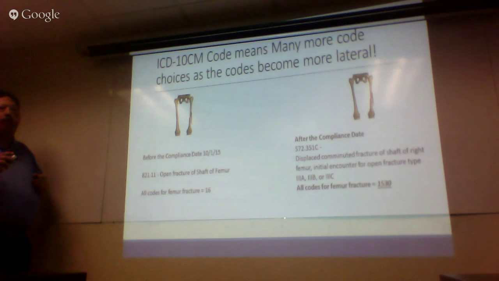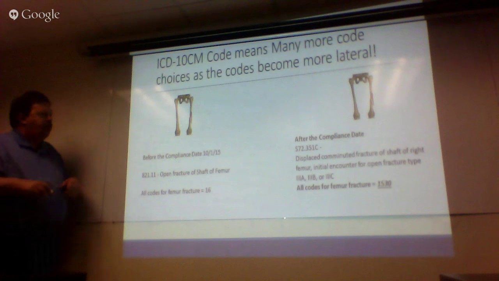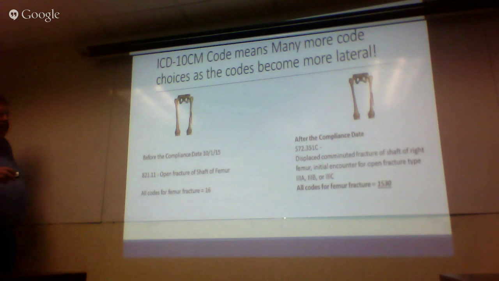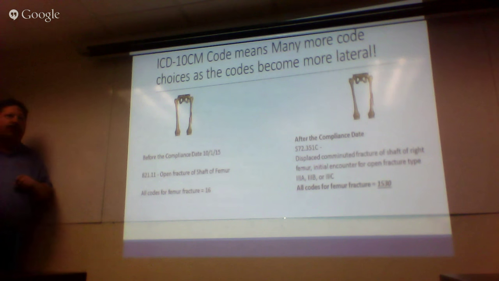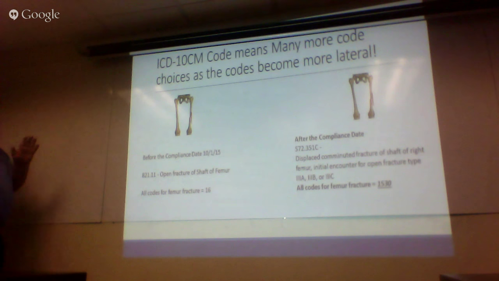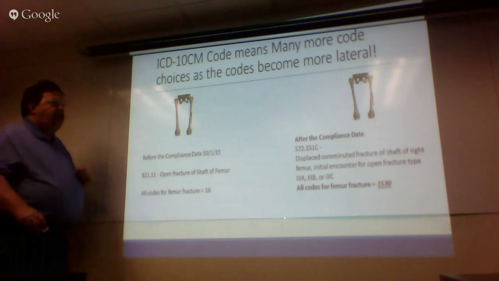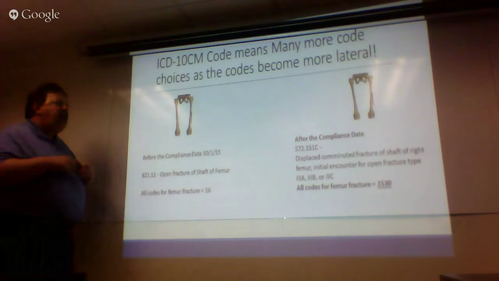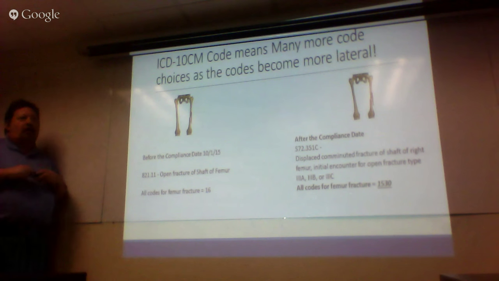Now, many more codes. We said, yeah, went from 14 to 70. Same injury. Before October 1st, an open fracture of the shaft of the femur, there were 16 ICD-9 codes. Just 16 to describe every mid-shaft, open shaft femur fracture. After the date of compliance, there are 1,530 femur fracture codes now to choose from.